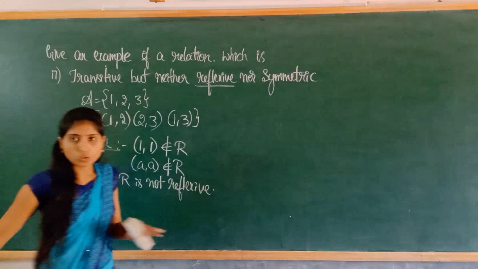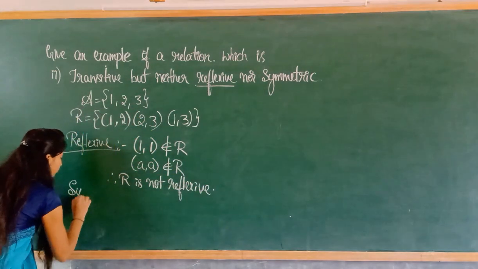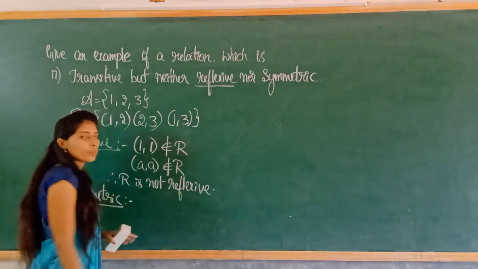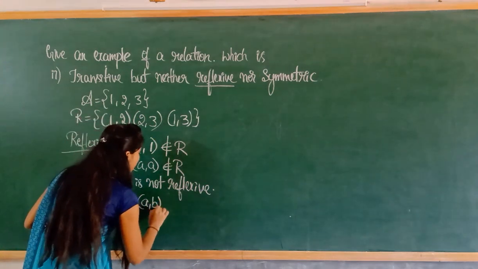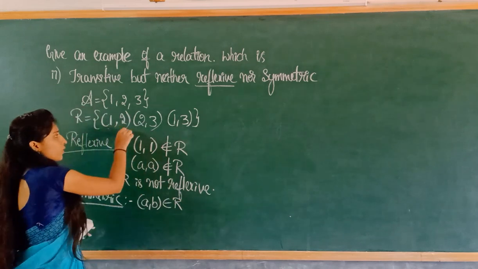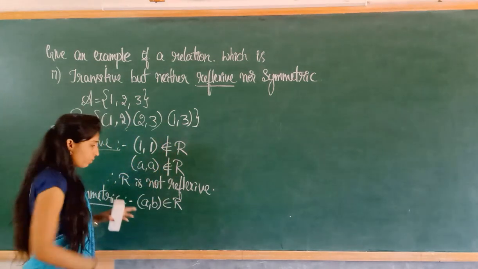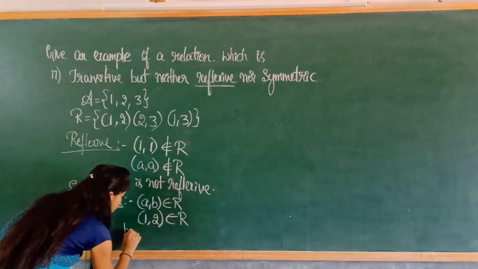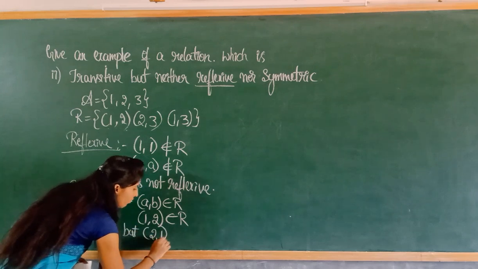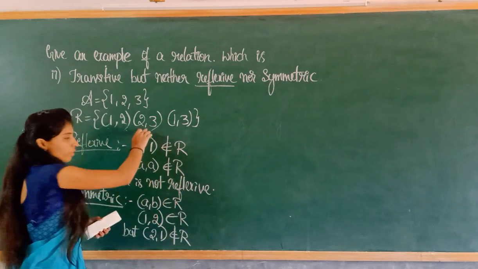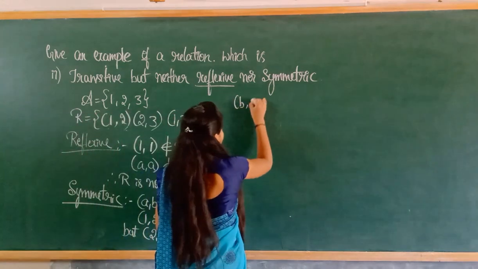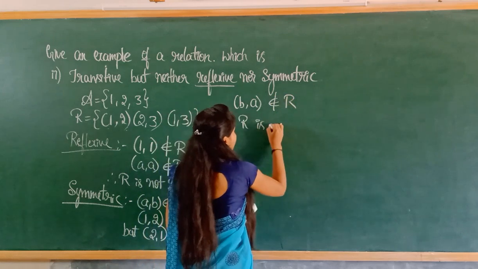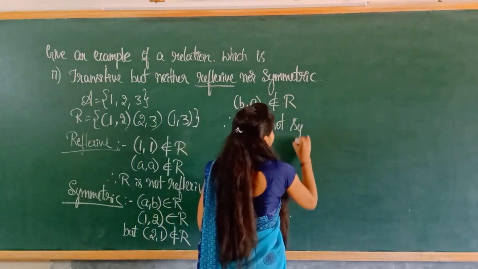Then next is symmetric. For symmetric, what is the condition? If (a, b) belongs to R. Suppose (1, 2) is there, but (2, 1) is not in this relation, right? So (1, 2) belongs to R, but (2, 1) does not belong to this relation. So (b, a) does not belong to the relation. Therefore, R is not symmetric.